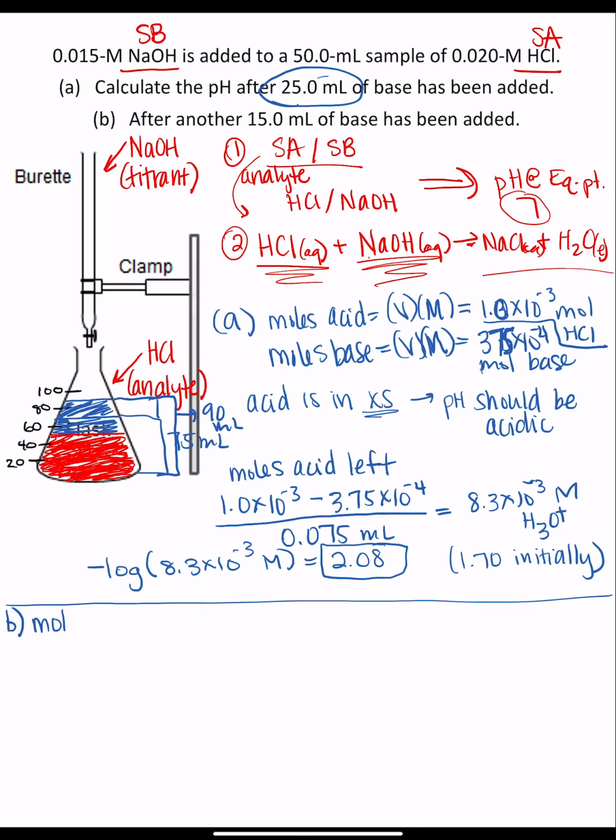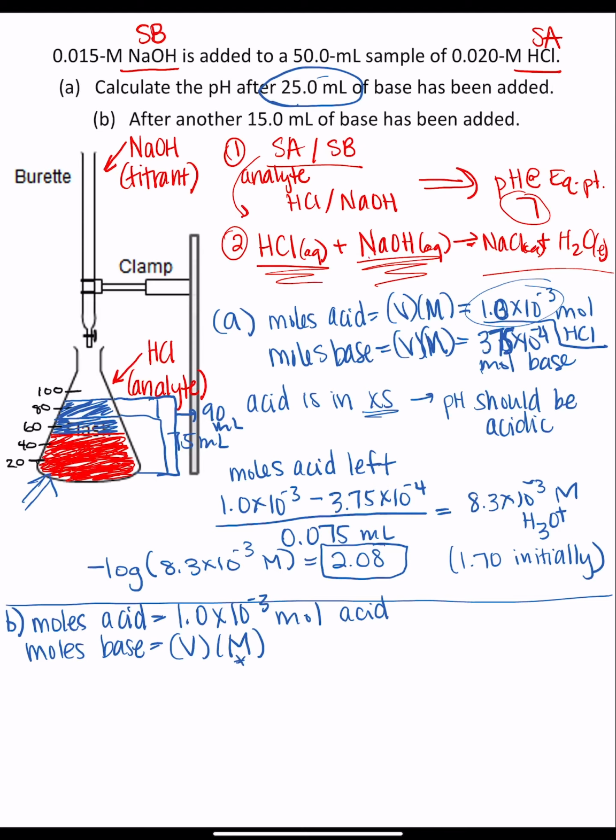So we're going to do the same kind of moles math. I'm not going to do the acid over because we did it right here. Again, the amount in red will not change throughout the entire titration. So if I had an initial amount of acid at some point, I still have that same initial amount of acid. Moles of base will change though, because it's still volume times molarity, and the molarity is the same, but the volume has changed now. So now I have 40 mils instead of the 25 I had before. And so I get 6.0 times 10 to the minus 4 moles of base.